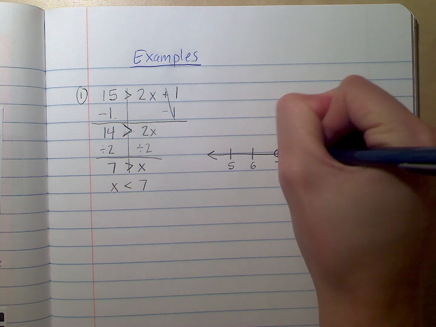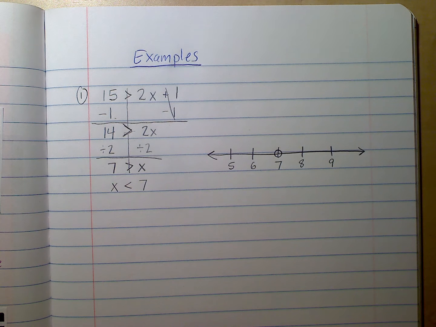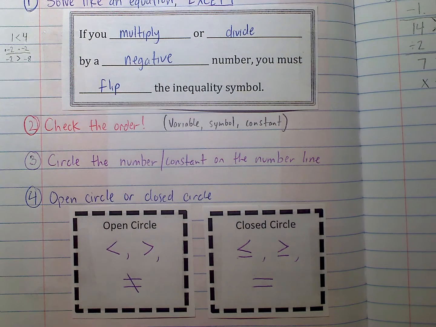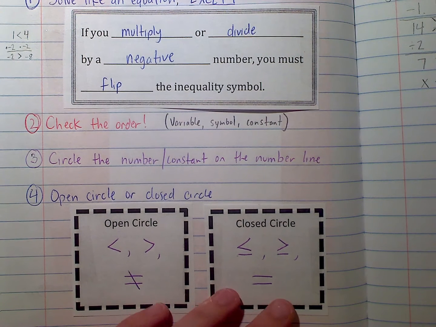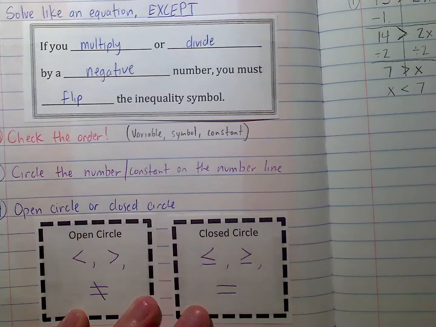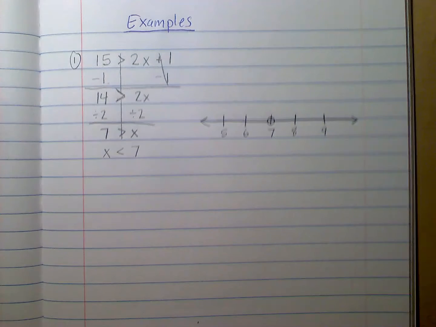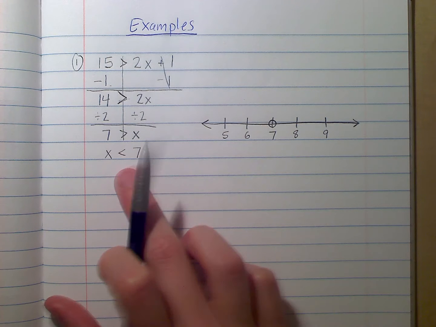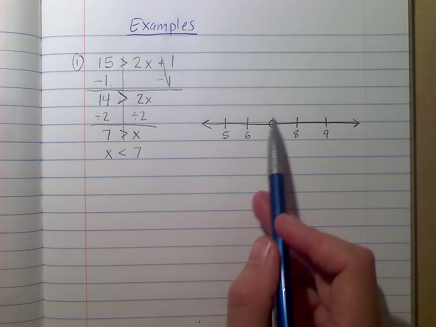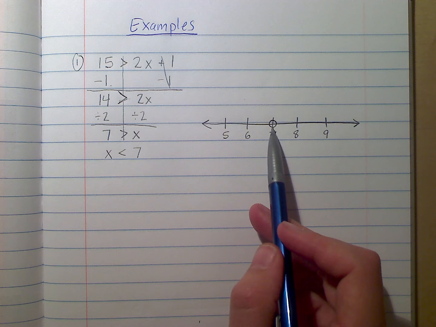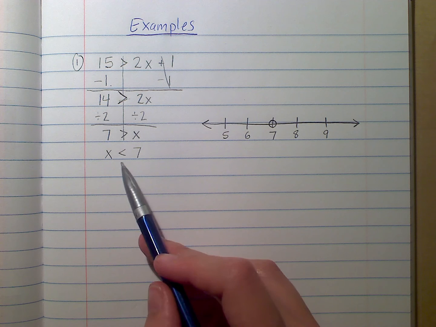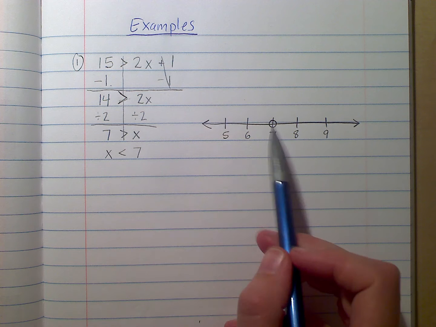I'm going to circle. And then decide whether it's an open circle or a closed circle. And I'm just looking at my notes, right? And I'm noticing the symbols that get me an open circle versus a closed circle. This is less than, x is less than 7. So that's saying x can't be equal to 7. It has to be less than. That's an open circle, right? I don't want to shade 7. I want to keep 7 open, right? This is not, x is not allowed to be 7. It has to be less than 7. So I'm going to keep it open.